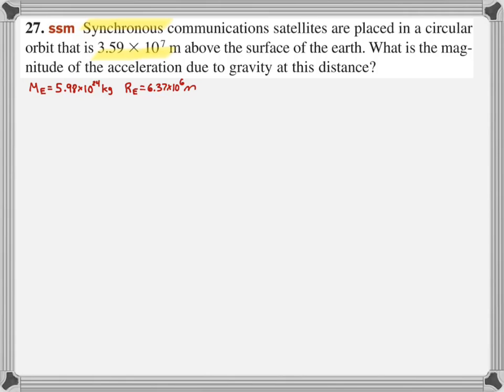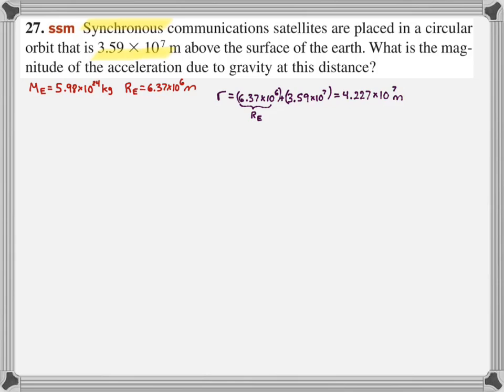We're going to use an equation. r is the distance of the satellite from the center of the Earth. So r is the radius of the Earth plus the distance above the surface of the Earth. So then our actual r we're going to use is 4.227 times 10 to the 7th meters.